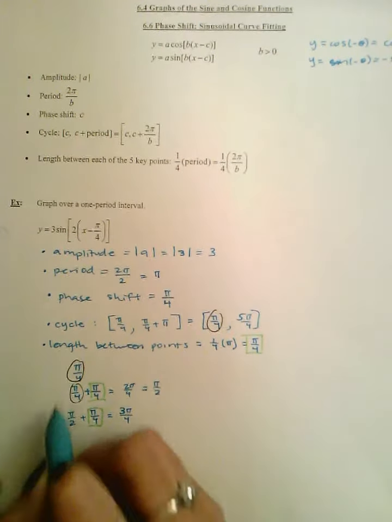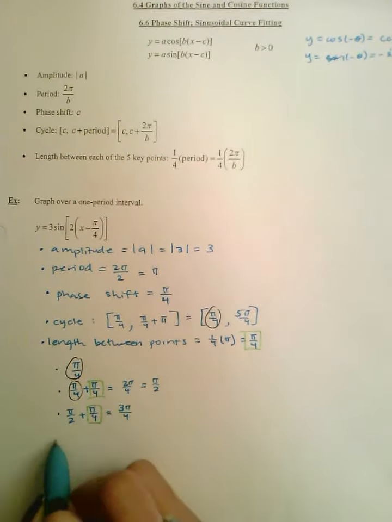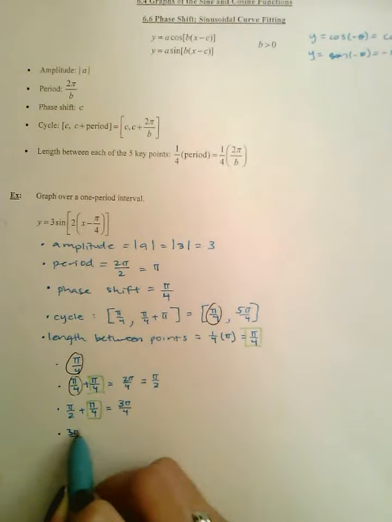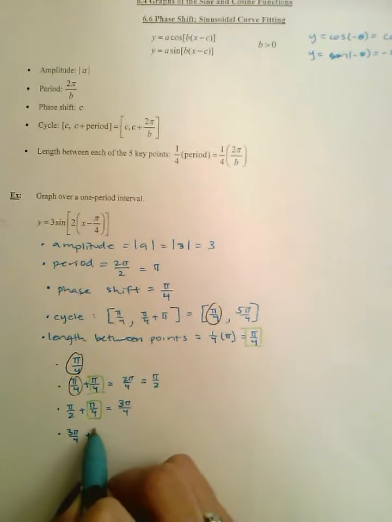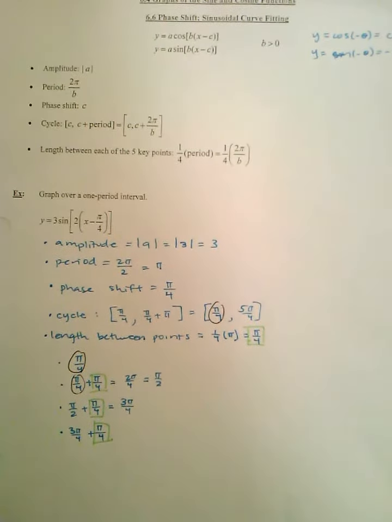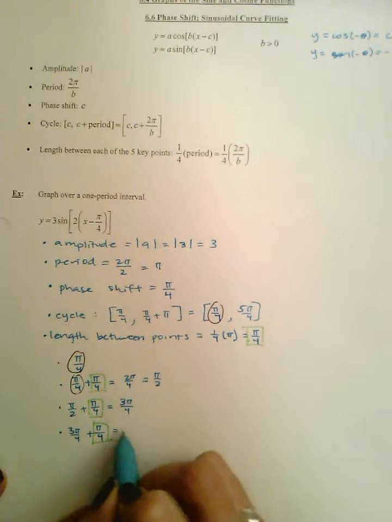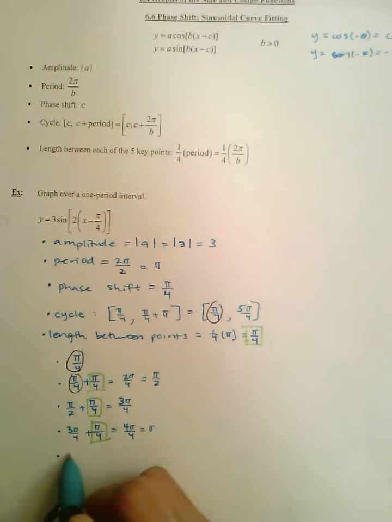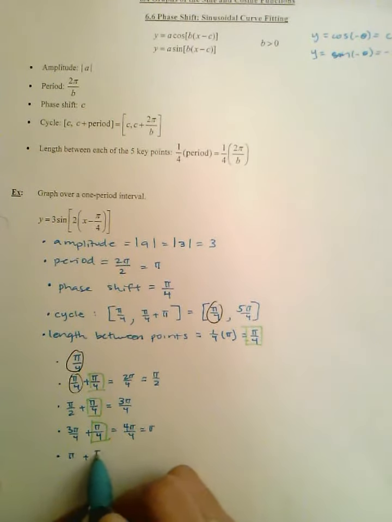So if I wanted to do it algebraically, I'm going to add another pi over 4 to the previous one, so 3 pi over 4, which is the previous one, plus my length between the points, so plus pi over 4, and again, this came from the length, and that's equal to 4 pi over 4, which is equal to pi. Now the last one is going to be the previous one, so pi plus pi over 4.